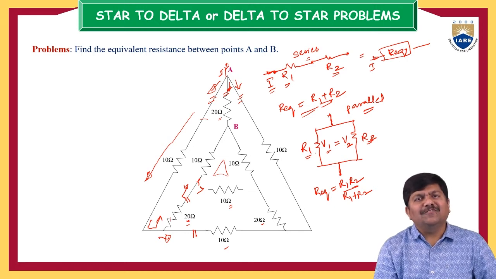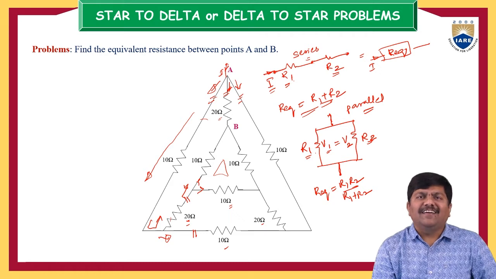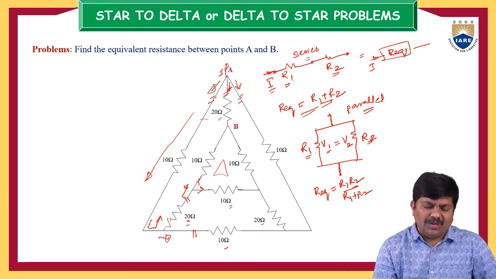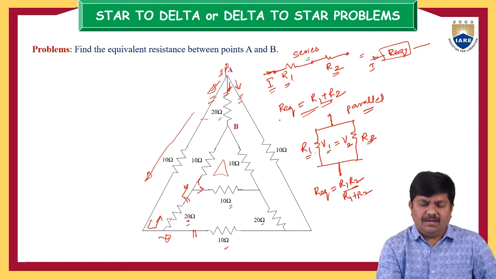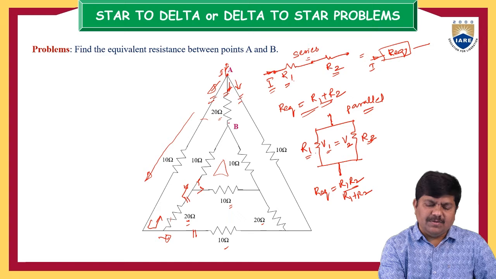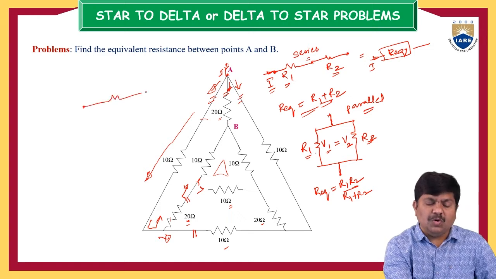So let us discuss the importance of the star to delta or delta to star transformation technique with the help of this simplified example. The problem here is to find the equivalent resistance between points A and B. So finally, this is B and this is A.